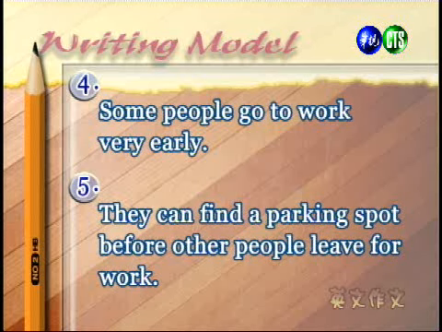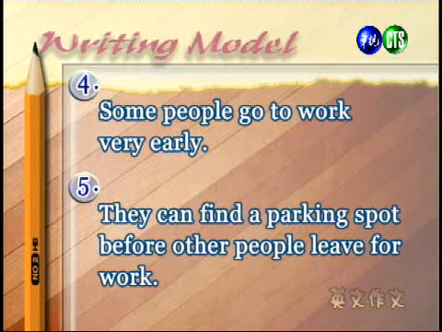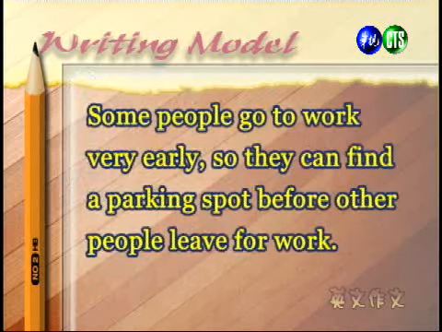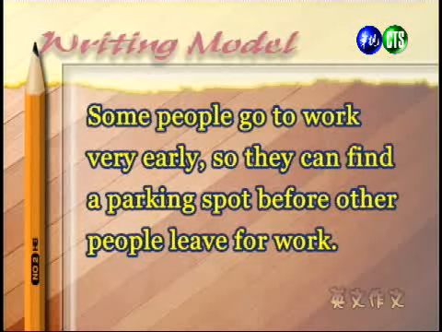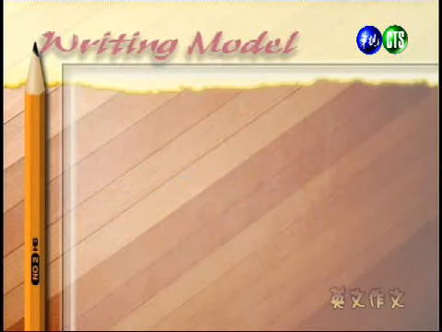And so if we want to keep these 2 sentences at about the same level of importance, we can use a conjunction to combine the sentences. 如果我们希望这2个句子看起来是一样的重要，我们可以使用连接词来合并这2个句子。And so then we end up with this sentence. Some people go to work very early so they can find a parking spot before other people leave for work. 好，那我们因此得到了现在这个句子哦。他说呢，有些人很早就去上班，所以他们在其他人到达办公室前就先找到车位。Now let's take a look at sentences 6 and 7.